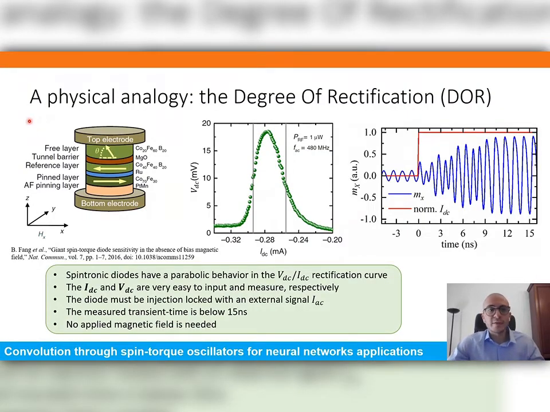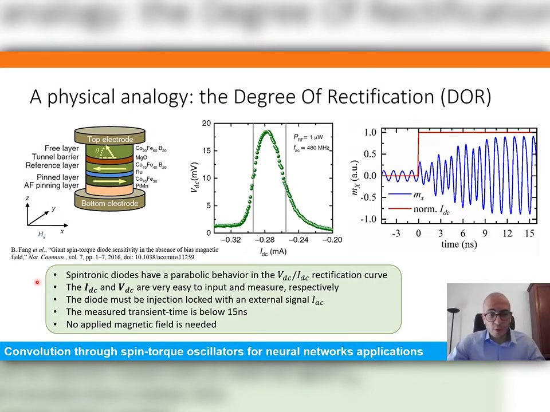So we wanted to find a physical analogy to the degree of match, and we defined the degree of rectification. We observed the experimental work done by Fang and others in 2016, where the rectification curve is represented, so the VDC versus IDC curve, and it has a parabolic behavior near the peak. Moreover, we are observing continuous currents and continuous voltages, and those are very easy to input and to measure.